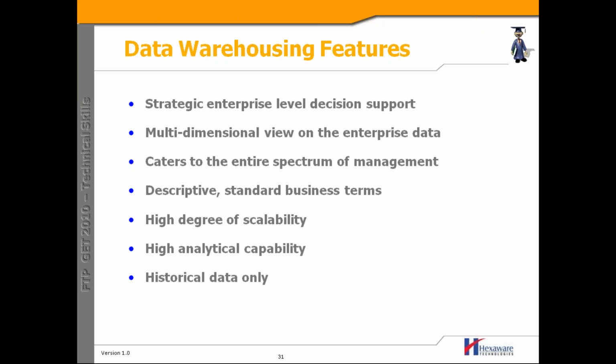High degree of scalability. A data warehouse is built keeping scalability in mind. Since you're storing a huge number of historical records, the infrastructure you make available for the data warehouse will be huge, so that it can be scalable. Analytical capability is one of the major advantages of having a warehouse. Since we have historical information, we will be able to do a lot of advanced analytics. We maintain the historical data in the data warehouse.